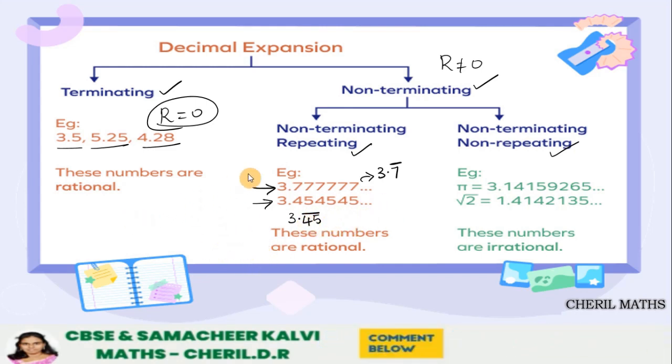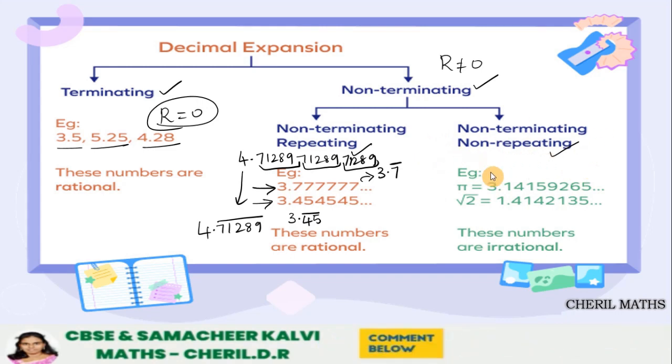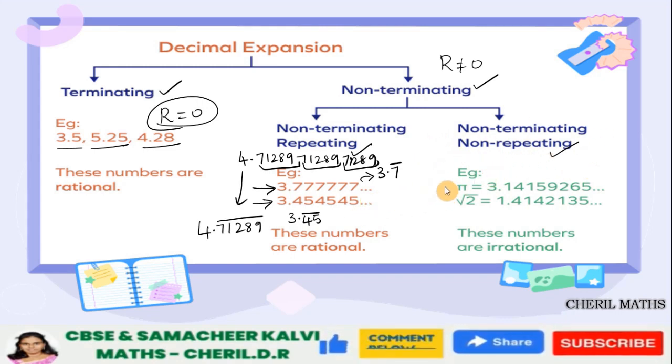For example, if you have a number 4.71289 71289 71289, then you can write this as 4.71289 bar, because this set of numbers is getting repeated again and again. So this is called repeating. So what is non-repeating? Non-repeating means it will never repeat. You get different numbers. It doesn't follow even a similar pattern like we saw in these. So it is entirely different. Each number is going to keep on changing.